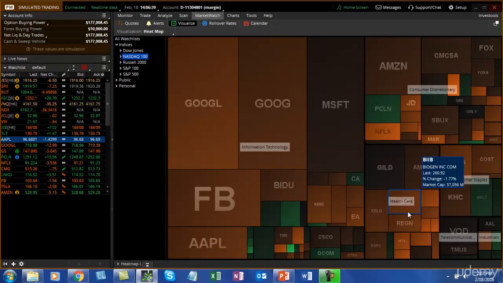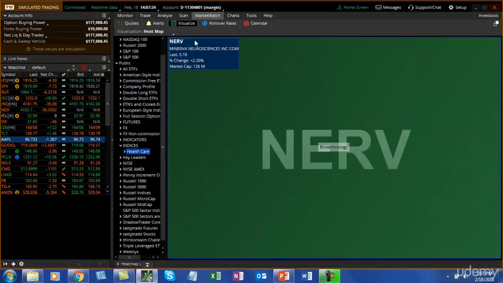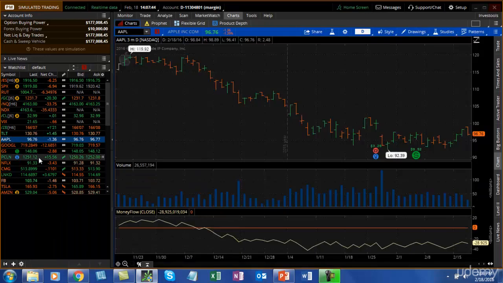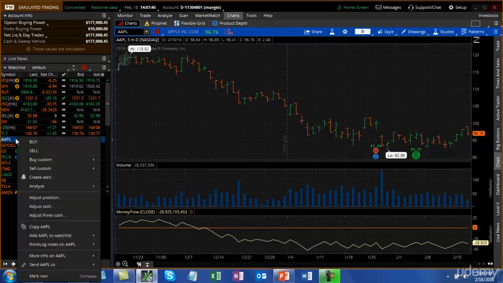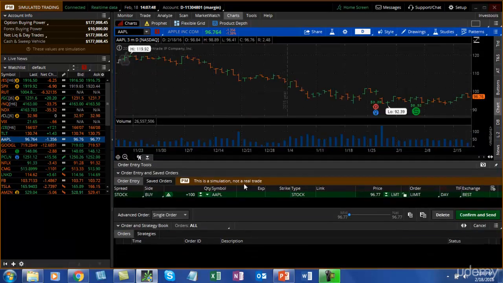And here you can see the sectors are also the information technology, consumer discretionary, healthcare, consumer staples, and all of that. So let's look at some of the other concepts now. So if you were to buy, let's say you wanted to buy Apple. So let's go here, and if you wanted to buy Apple, you can buy 100 shares of Apple at 96.77.